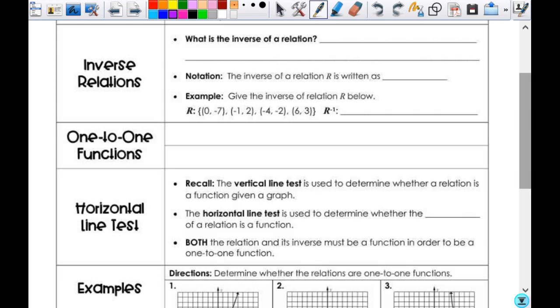So, it says, what is the inverse of a relation? To find the inverse, what do we do? We switch the x and the y. Very good. Okay, and what is an inverse relation?